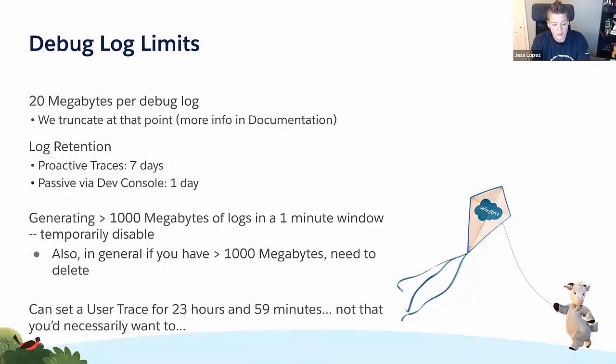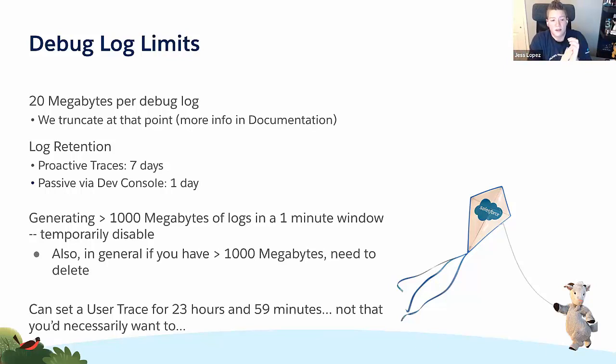There is some documentation out there on how it decides what to truncate. I can't tell you off the top of my head, but there is a rhyme and reason to it, I guess. So in terms of log retention, I mentioned before, if you proactively trace a user, those logs last for 7 days. If you just capture them through the Dev Console, those only last for 1 day.